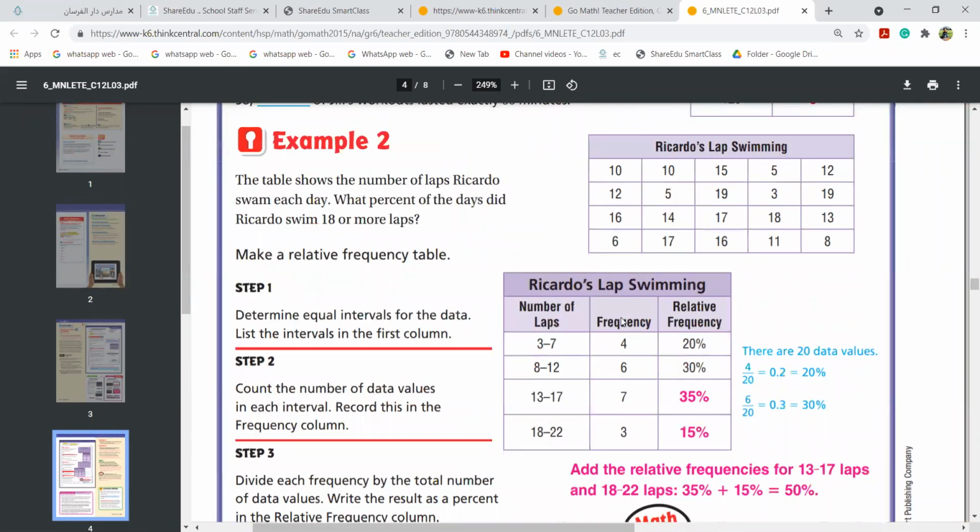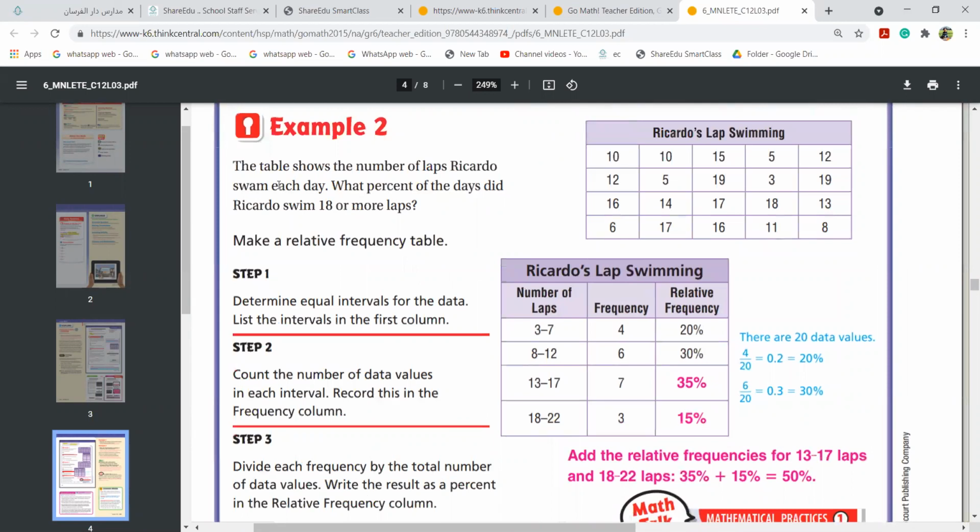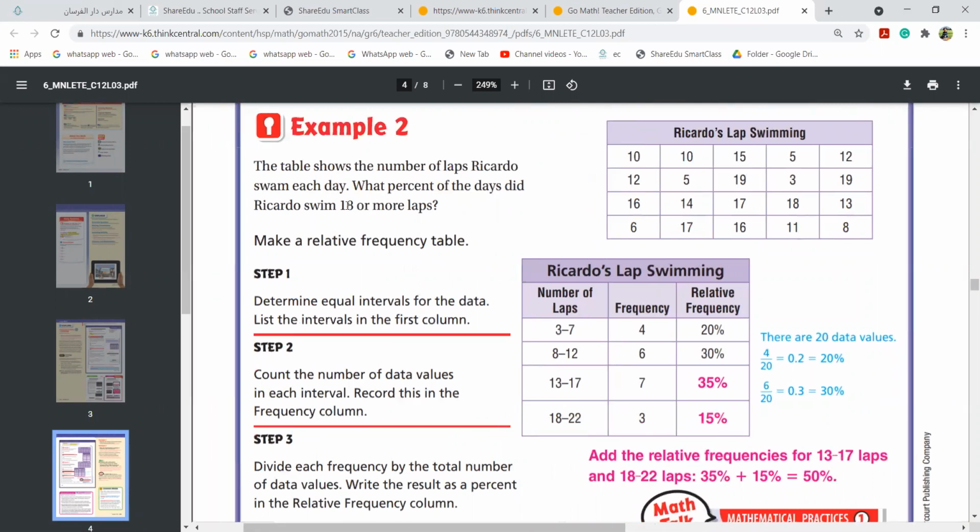Example 2. The table shows the number of laps Ricardo swam each day. What percent of the days did Ricardo swim 18 or more laps? 18 or more. Girls, 18 or more means you need to know the numbers 18 and above. What is the number more than 18? 19. 18 and 19. How many 18s do you have and how many 19s do you have? We have one 19 and one 18.